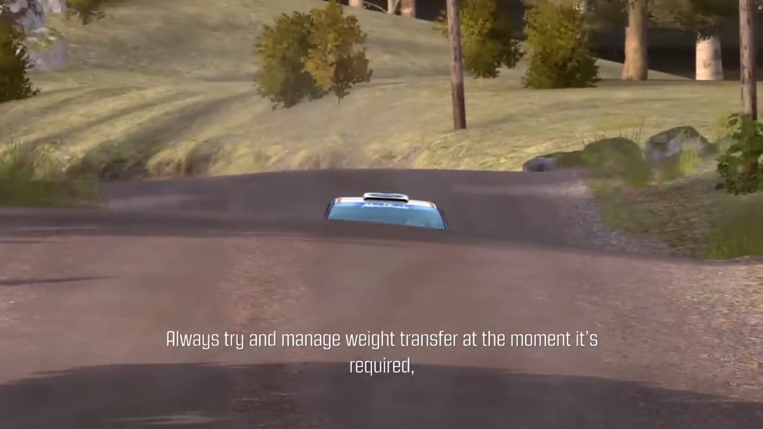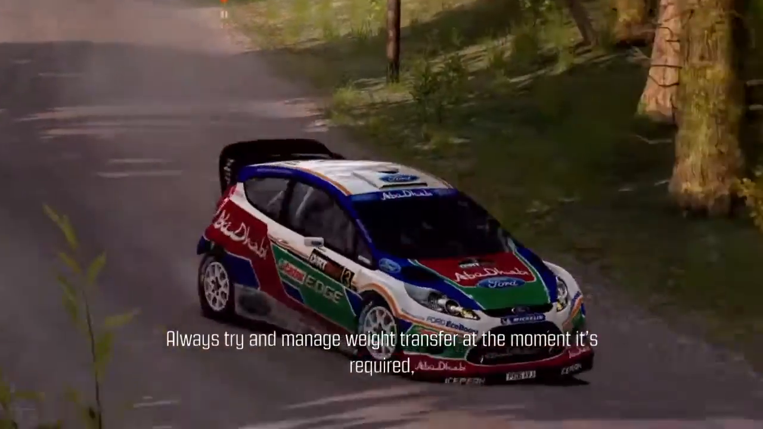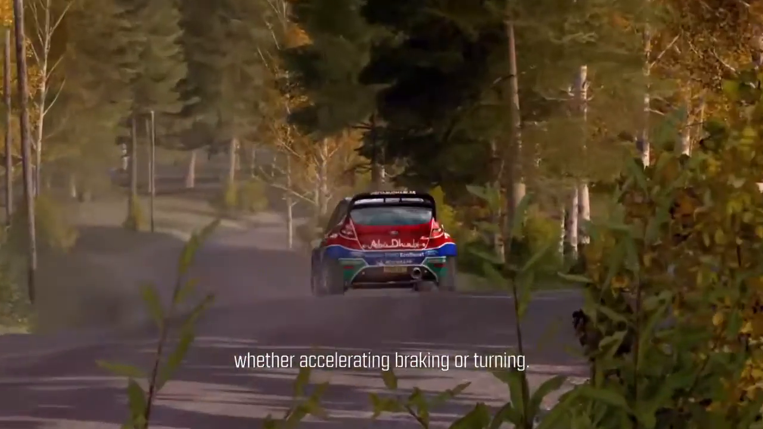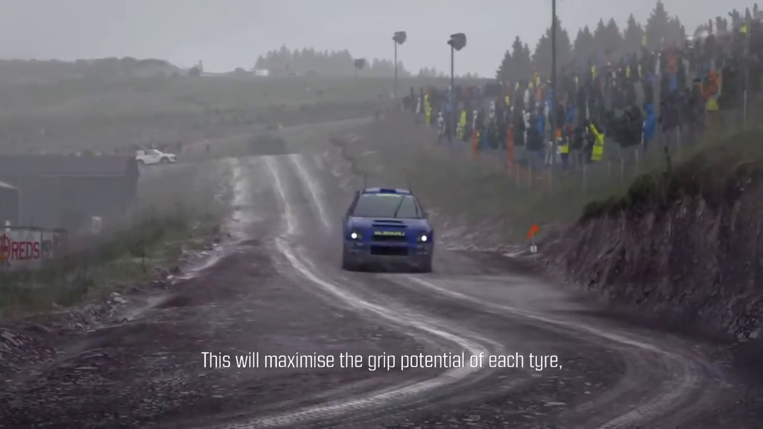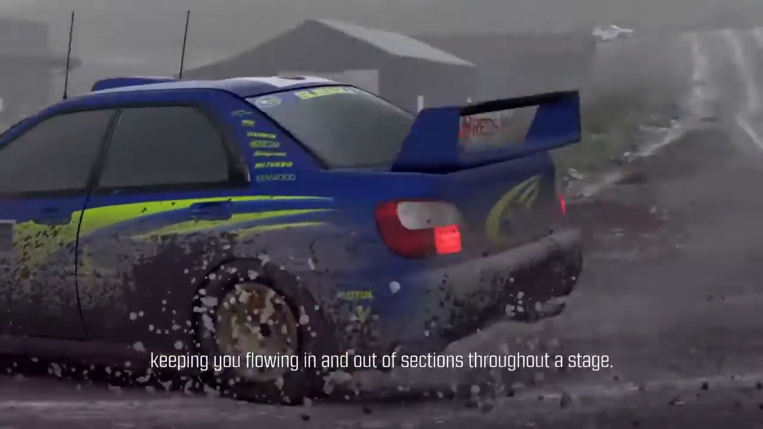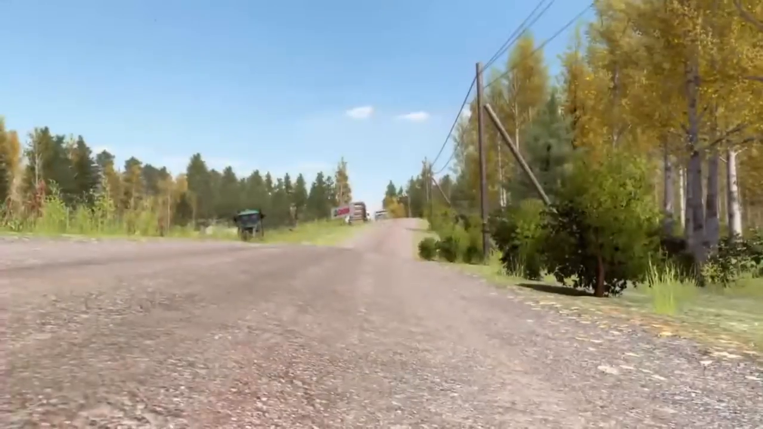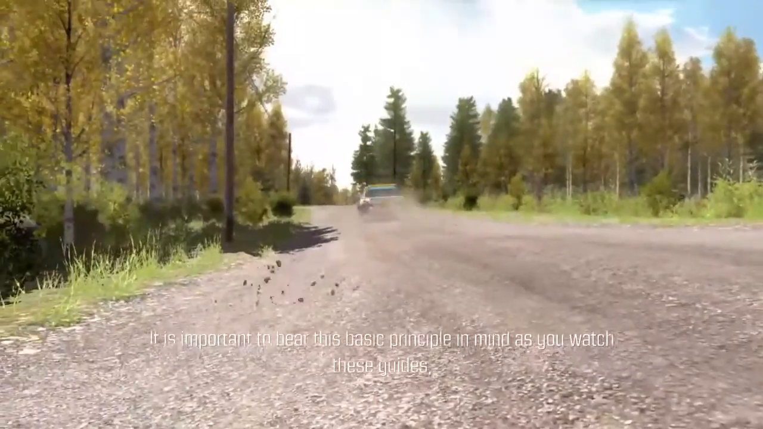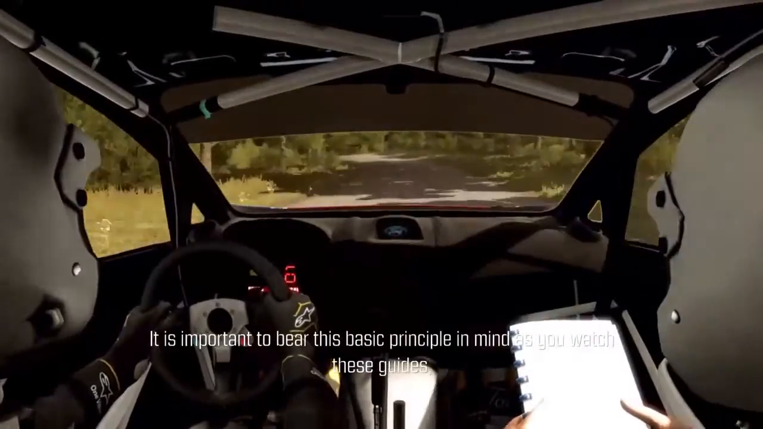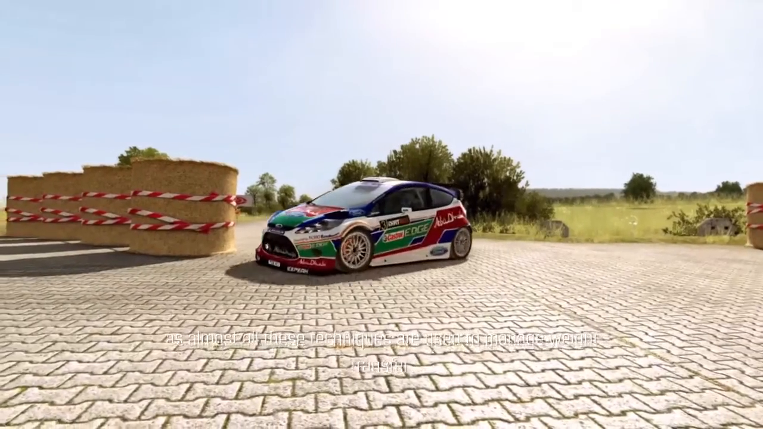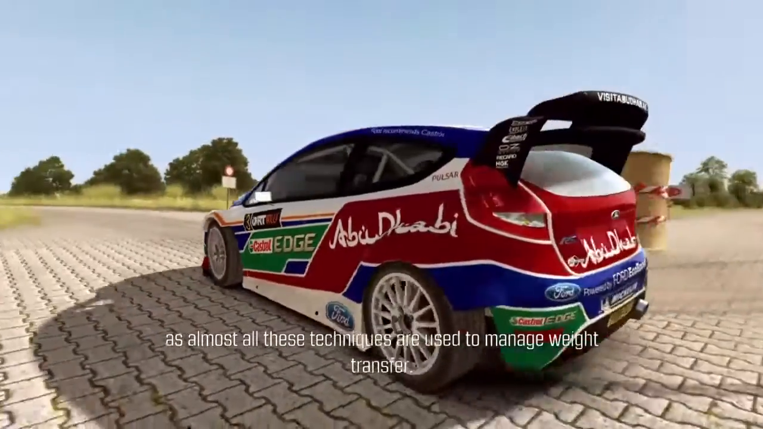Always try and manage the weight transfer at the moment it's required, whether accelerating, braking or turning. This will maximise the grip potential of each tyre, keeping you flowing in and out of sections throughout a stage. It is important to bear this basic principle in mind as you watch these guides, as almost all these techniques are used to manage weight transfer.